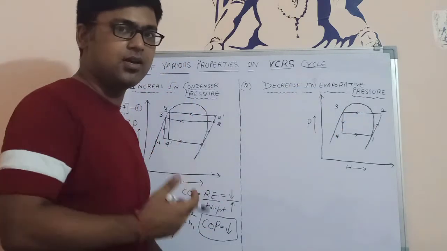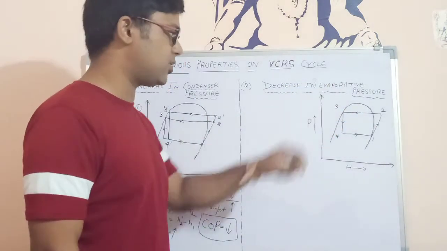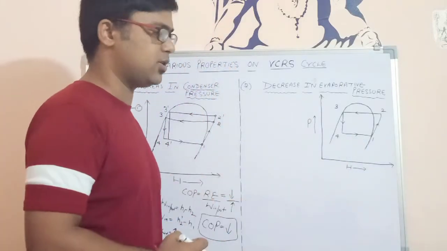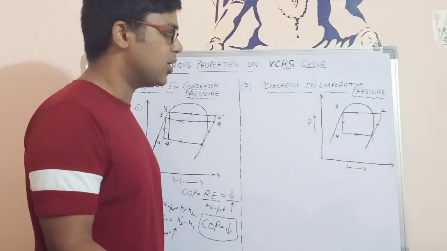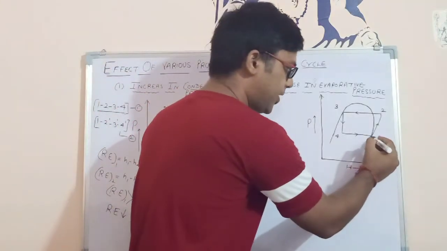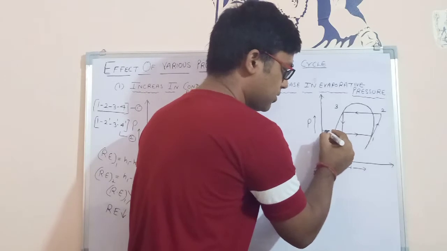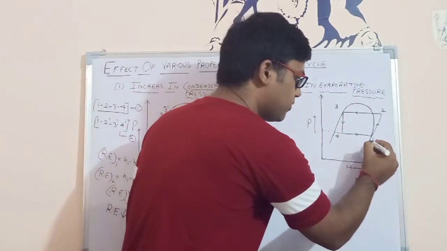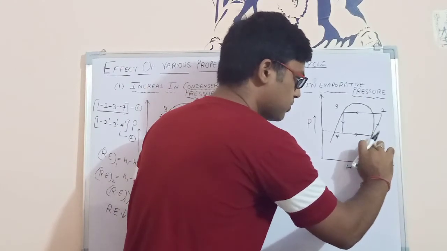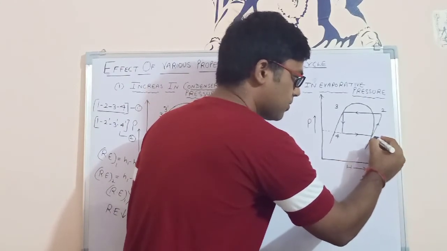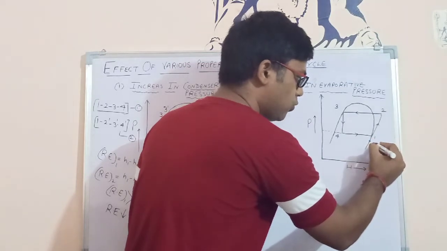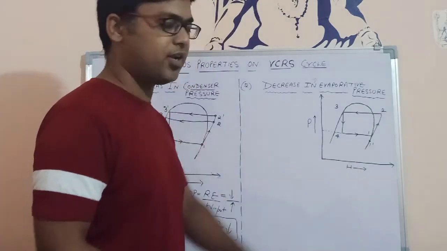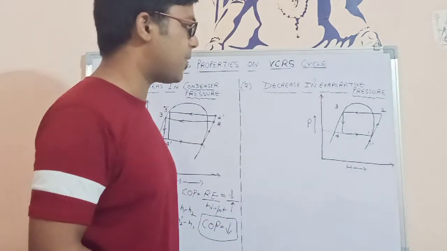It means in this cycle, if I decrease the evaporative pressure, so 1 to 2 is the evaporator basically, it represents the evaporative pressure. So if I decrease the evaporative pressure, let us suppose my point 1 is not at this point. This is the pressure, I have to decrease it. So let us suppose this is my point 1. This is basically 1 only. This is my point 1 dash. Okay, that is a new point if we decrease the evaporative pressure.